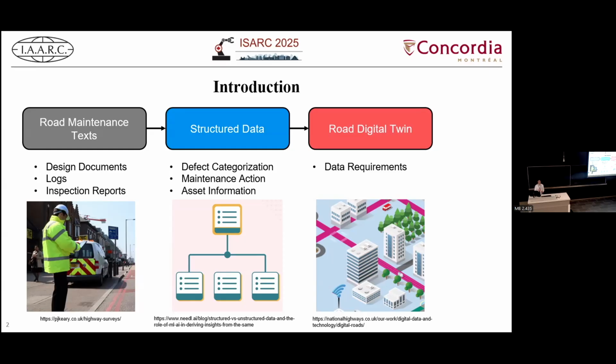So in our research group, the specific application is the creation of a road digital twin, which essentially is like a digital copy of the road network that encompasses all data related to road maintenance that we might need. And to create this road digital twin, we have a set of data requirements that we need to adhere to. And to satisfy these requirements, one way to do it is to classify them into structured data. These can include defect categorization, maintenance action, and asset information.